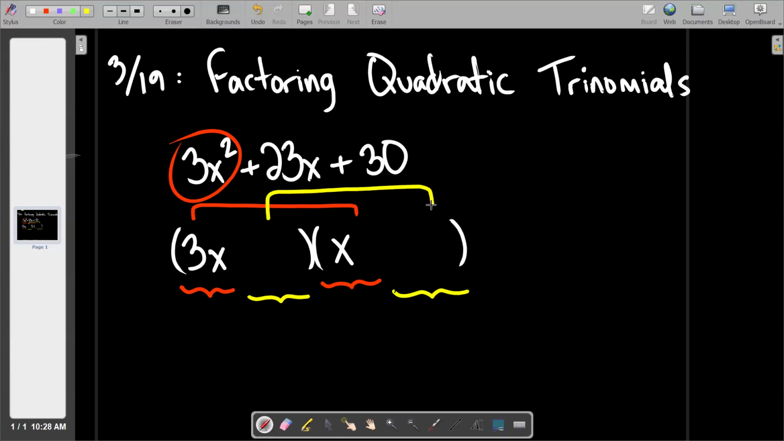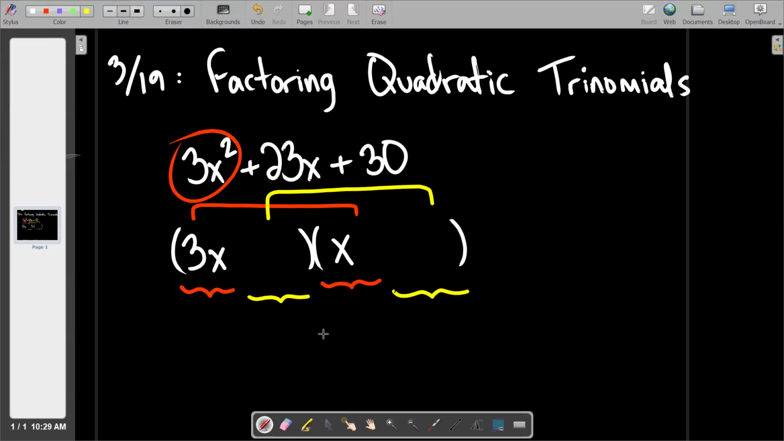Nope. 30. They have to multiply to make 30 because in the fourth step of the foiling process, those yellow numbers multiply by each other and they make 30. The next 30 seconds are critical. Listen carefully. I could put a lot of numbers in these blanks that multiply to make 30.